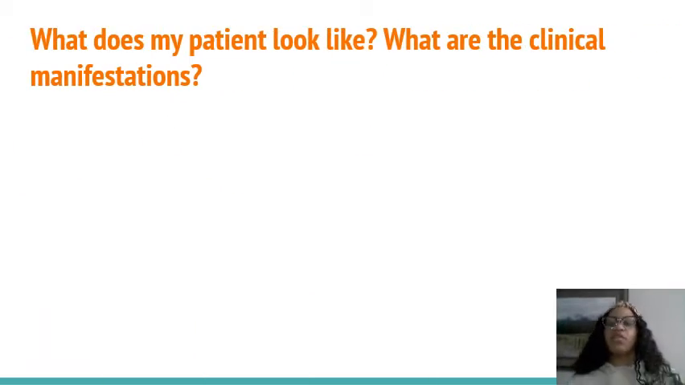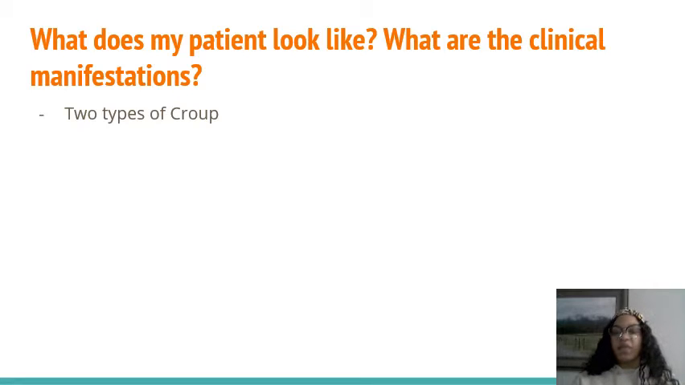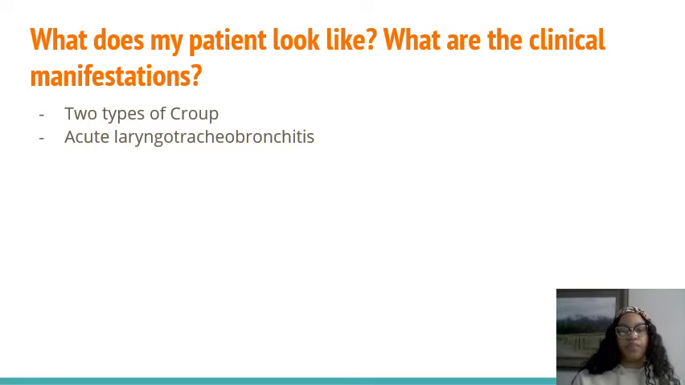So when we're dealing with Croup, what does my patient look like? What are the clinical manifestations? So to begin, we got to know that there's two types of Croup. Bear with me for this pronunciation. Acute laryngeal-tracheobronchitis. All right, so here's the symptoms that are associated with that type of Croup.